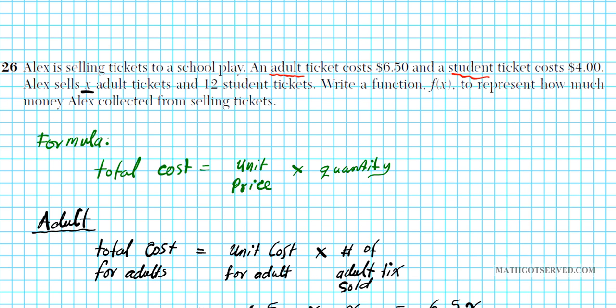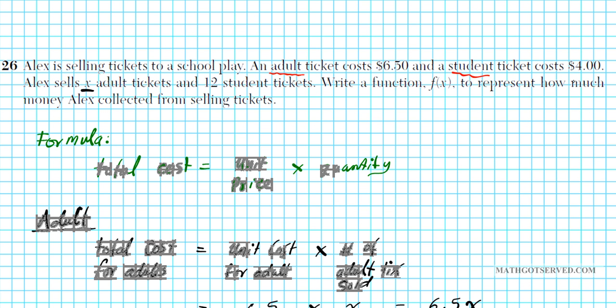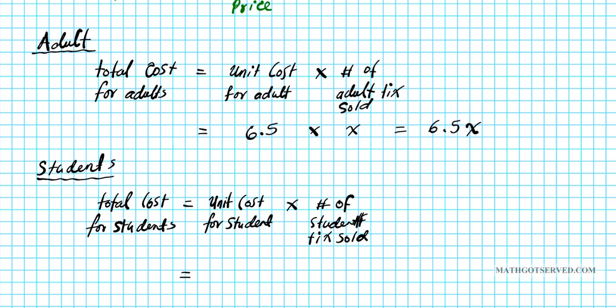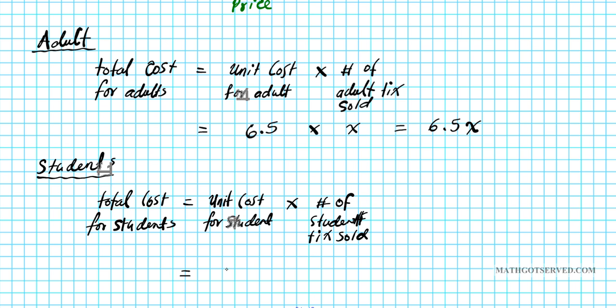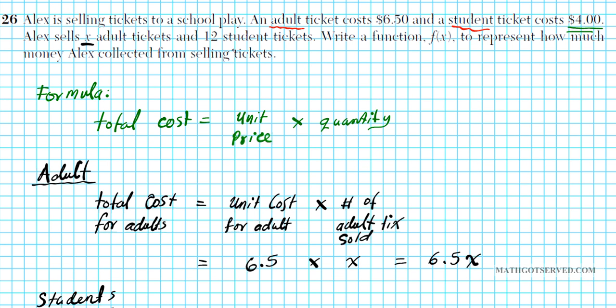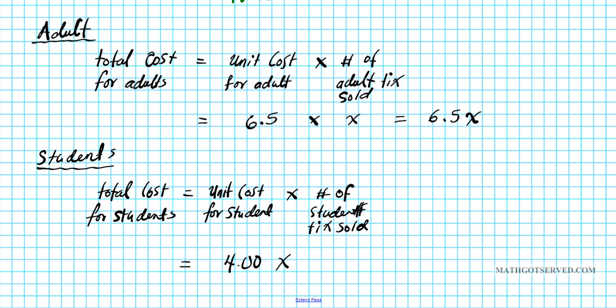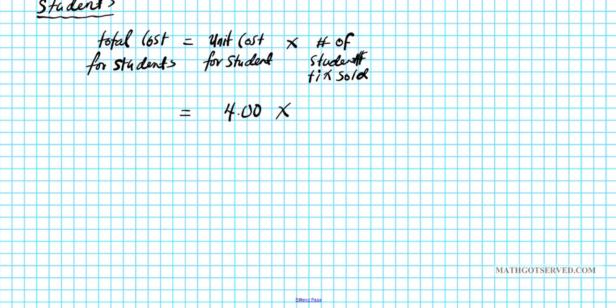Now, what is the unit cost for student tickets? Let's go back to the problem. A student ticket costs $4. So that's the unit cost for student tickets, $4 each. Okay, so unit cost for student tickets is $4 times how many student tickets were sold? A total of 12 student tickets were sold. Okay, all right, so 4 times 12, that's going to give us 48.